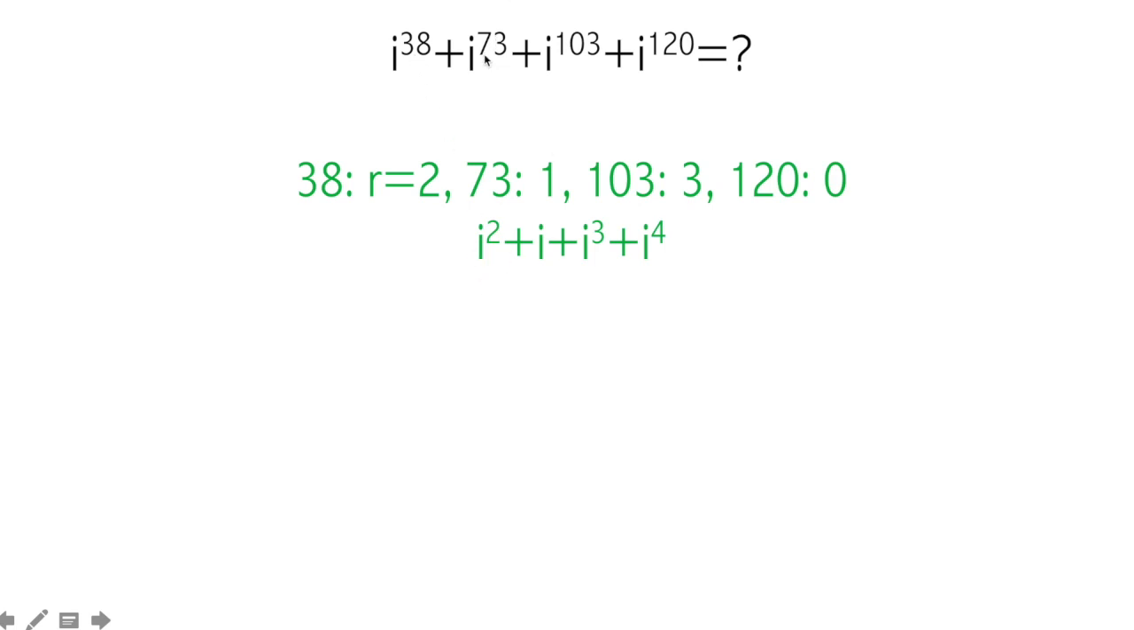Now if the remainder is 2, that means i raised to 38 is equal to i squared, remainder is 1, so i raised to 73 is equal to i raised to the power 1, i raised to 103 is equal to i raised to the power 3, and similarly i raised to 120 is equal to i raised to the power 4 or i raised to the power 0, right? Now i squared is minus 1, i cubed is minus i, and i raised to the power 4 is 1. Adding all of these together, the real parts, we get 0 plus 0, so it's 0.